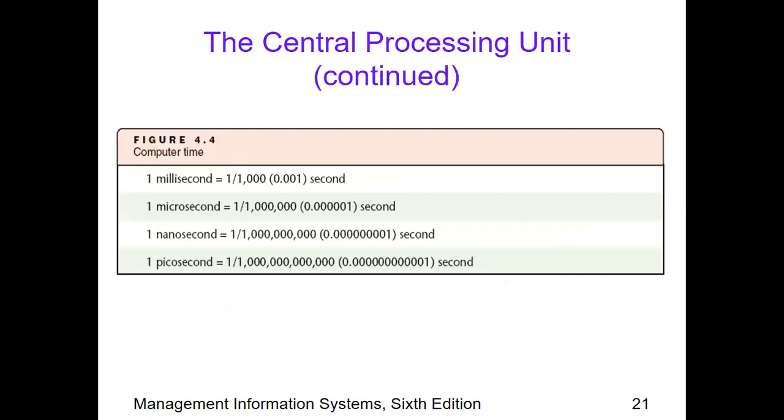So for this one, we have the computer time, could be in milli, micro, nano, and pico. It's now 1 over something, correct? So milli is 1 over 1,000, micro is 1 over 1,000,000, nano is 1 over 1,000,000,000, and pico is 1 over 1,000,000,000,000.